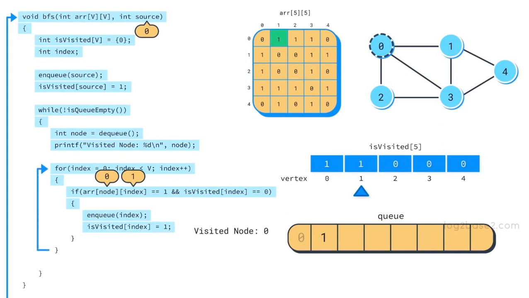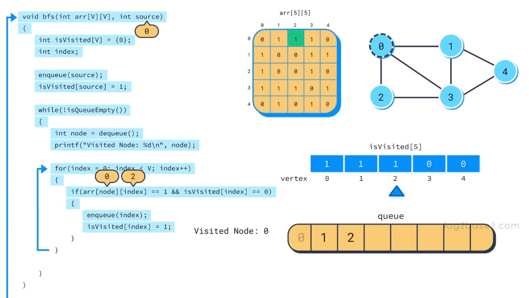Now in the next iteration, index is equal to 2 and ARR of 0, 2 equal to 1 and isVisited of 2 is 0. That is, 2 is not visited yet and it is a neighbor of 0. So insert it into the queue and make it visited. So isVisited of 2 is equal to 1 now.